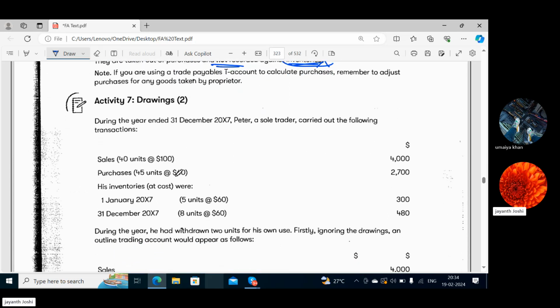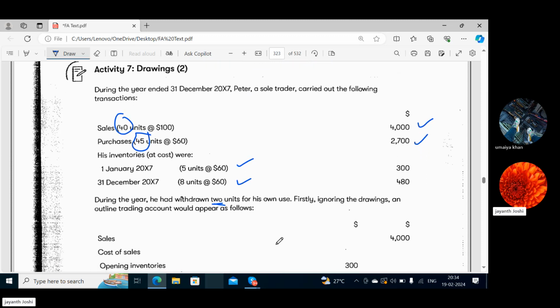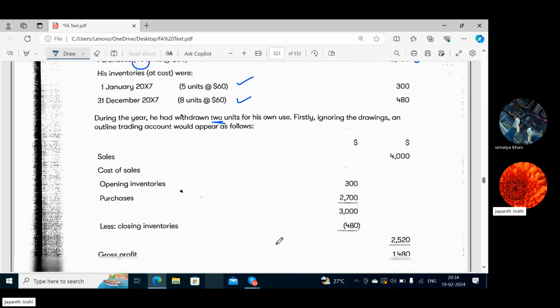During the year ended 31st December, Peter, a sole trader, carried out the following transactions. Sales is 4,000, sold units is 40, purchase unit is 45, opening inventory is 5 units, closing inventory is 8 units. During the year, he had withdrawn 2 units for his own use. Firstly, ignoring the drawings, an outline trading account would appear as, so here the activity itself is given. Sales is 4,000. Cost of sales will be opening inventory plus purchases minus closing inventory.